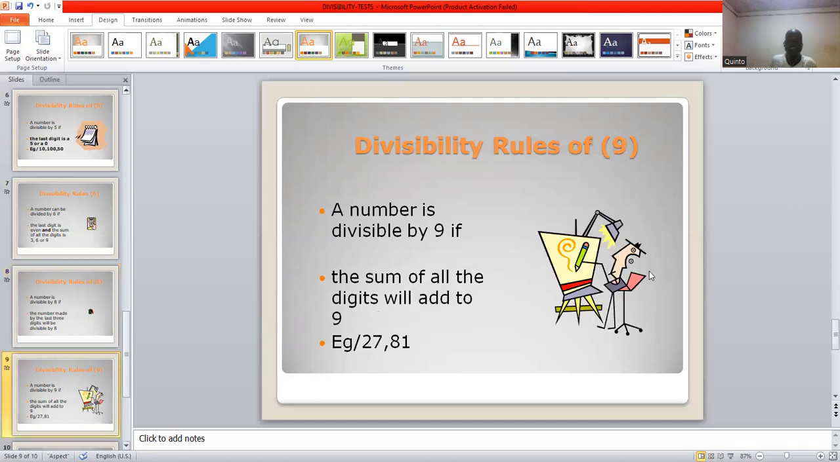Divisibility test of 9. A number is divisible by 9 if the sum of all the digits adds up to 9. For example, 27 and 81. In 27, 2 plus 7 is 9. In 81, 8 plus 1 is 9, which is divisible by 9.